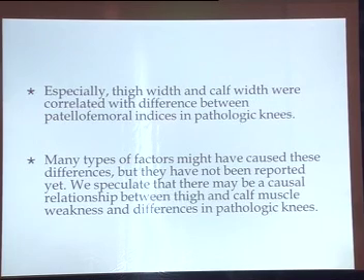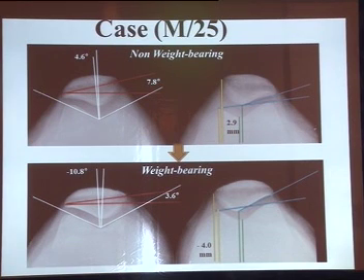Many types of factors might have caused these differences, but they have not been reported yet. We speculate that there may be a causal relationship between thigh and calf muscle weakness and differences in their presentation in pathological knees. This is a case example of a 25-year-old male showing that the patellar indices clearly change from a non-weight-bearing view to a weight-bearing view, as you can see the decrease in the patellar tilt and the congruence angle.